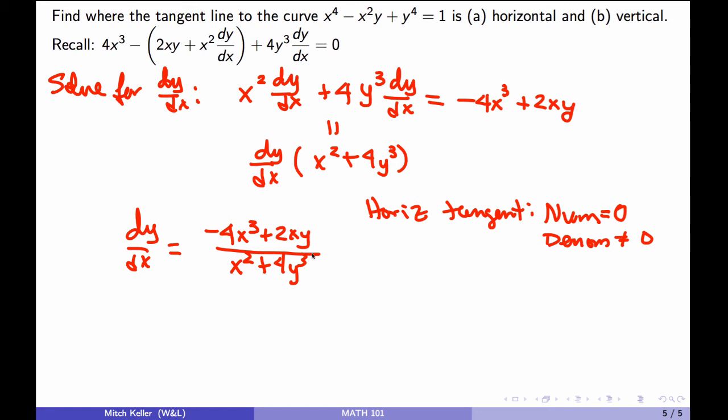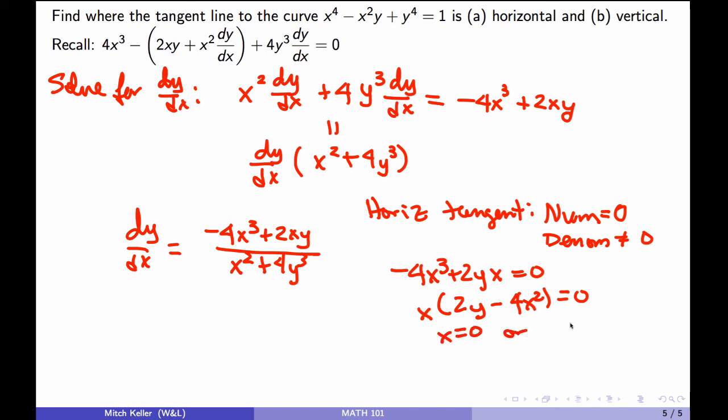And then we need to look at minus 4x cubed plus 2yx equals 0. So that tells us that x times 2y minus 4x squared equals 0. So either x is 0 or 2y equals 4x squared, which would be y equals 2x squared.